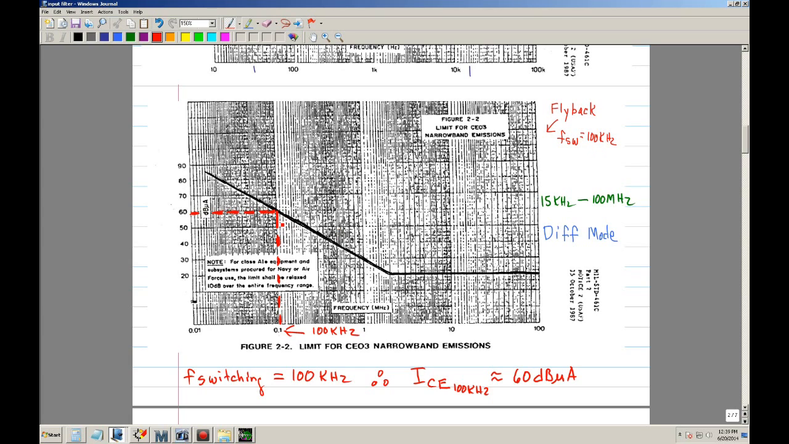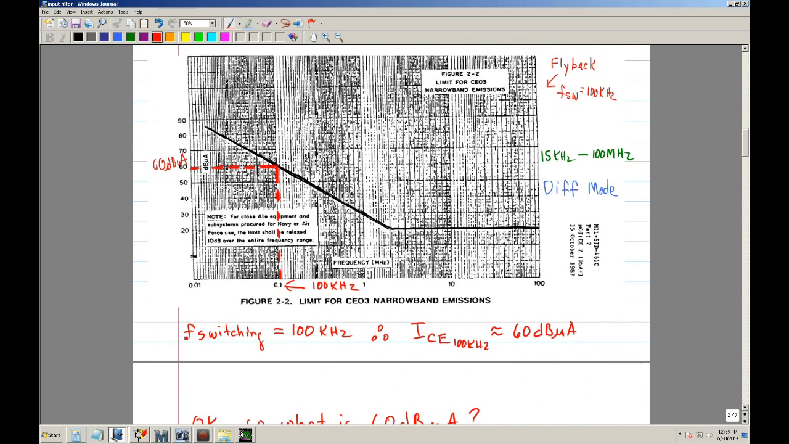are below this minimum. If I look on the x-axis, I go to 100 kilohertz, and if I go up, I hit the plot, and that tells me that I should be at around 60 dB microamps. That is my limit. Like I said, the switching frequency is 100 kilohertz, therefore my current conducted emissions limit at 100 kilohertz is around 60 dB microamps.